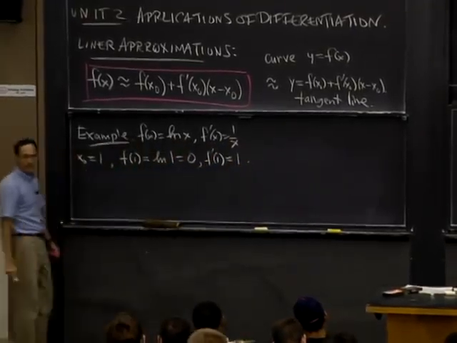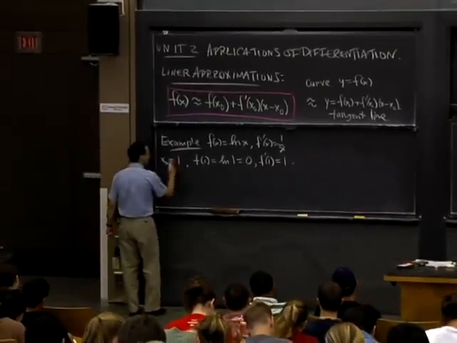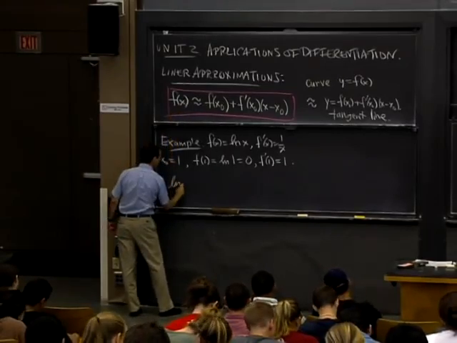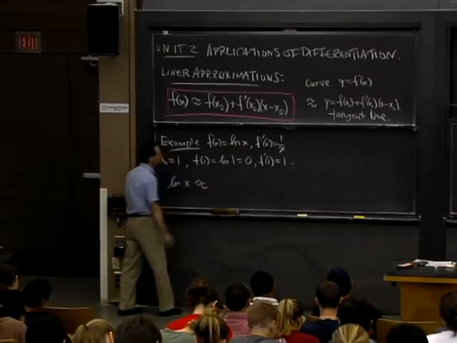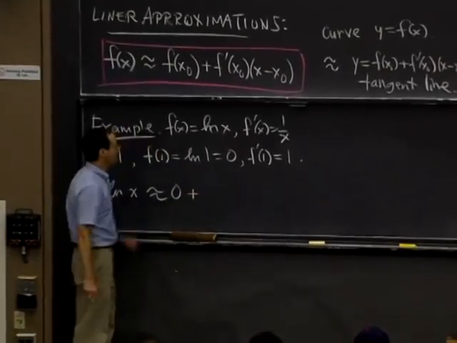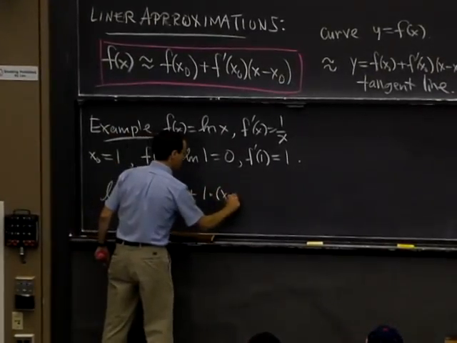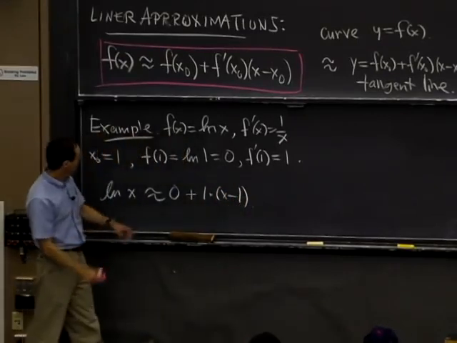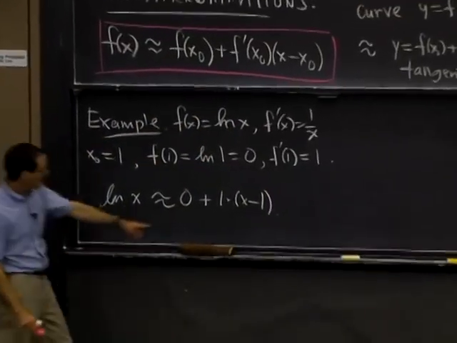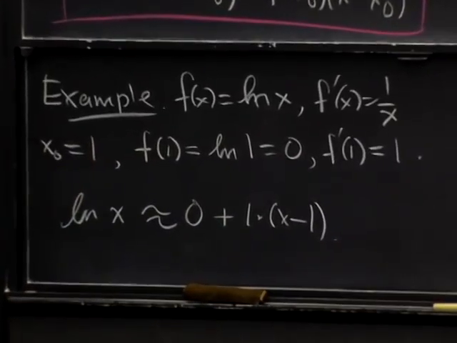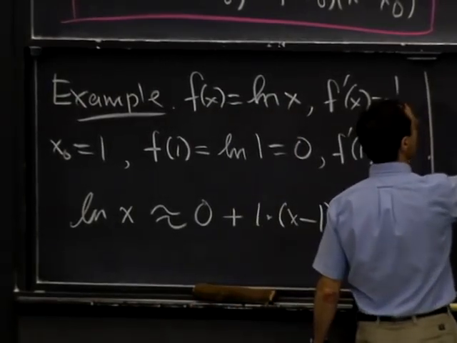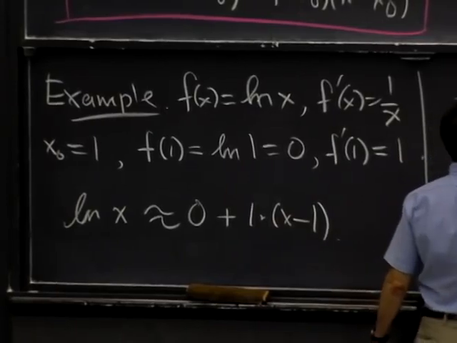Now we have an approximation formula, which if I copy down what's up here, is log x is approximately f of 1, which is 0, plus 1 times x minus 1. So I plugged in for x0 in 3 places. I evaluated the coefficients, and this is the dependent variable. So all told, the logarithm of x is approximately x minus 1.